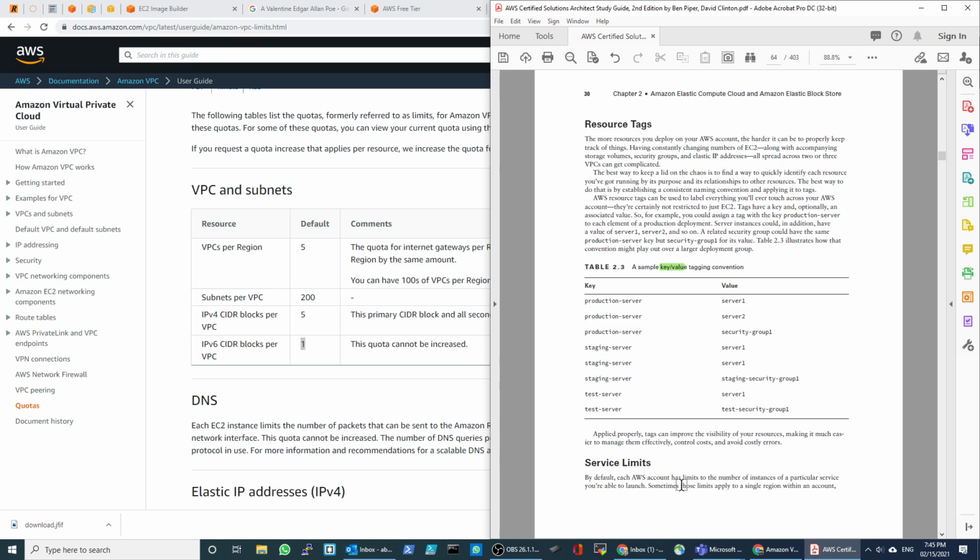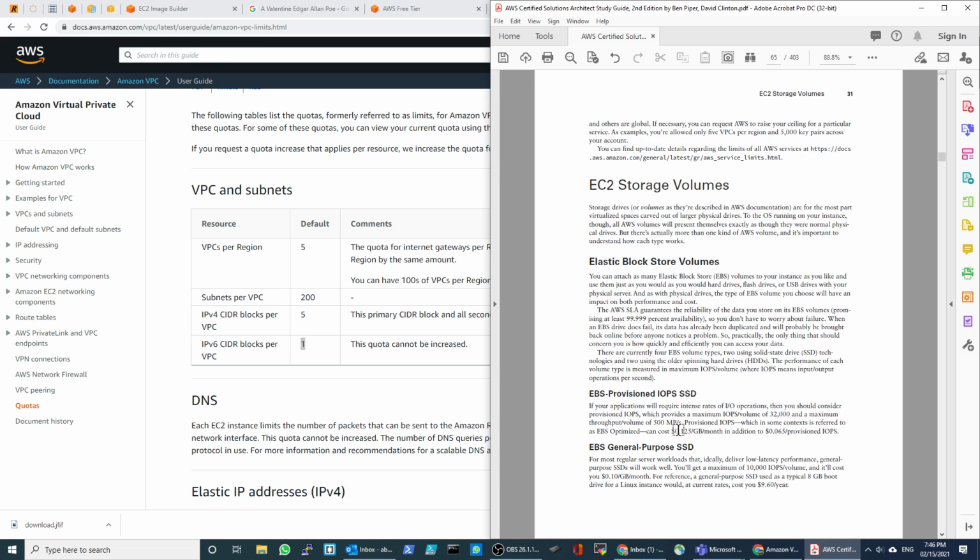And here we have the service limits. There are limits, right? For example, if necessary, you can request AWS to raise your ceiling for a particular service. As an example, you are allowed only 5 VPCs, we saw that, per region, and 5,000 key pairs across your account. So that's the limit, but you can always contact AWS and they will increase it for you.